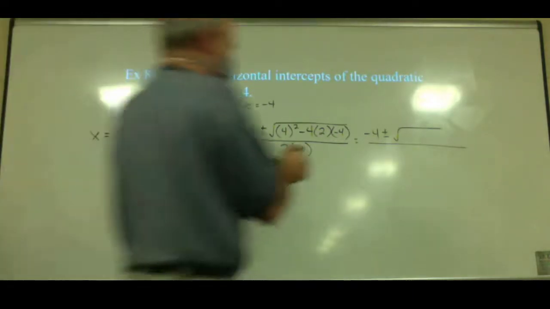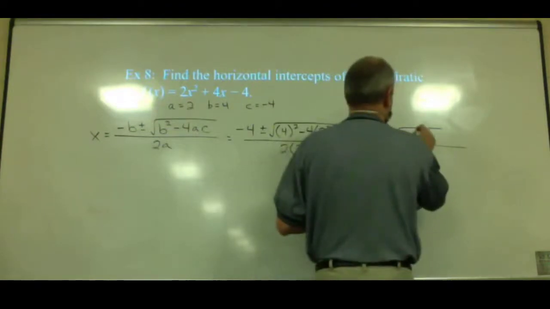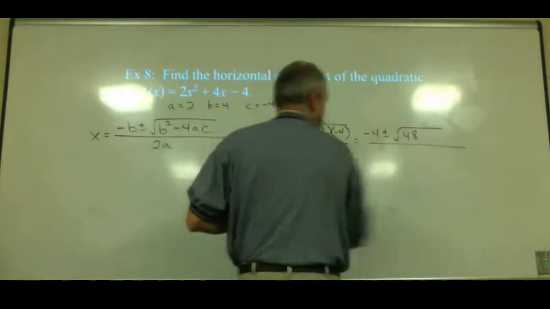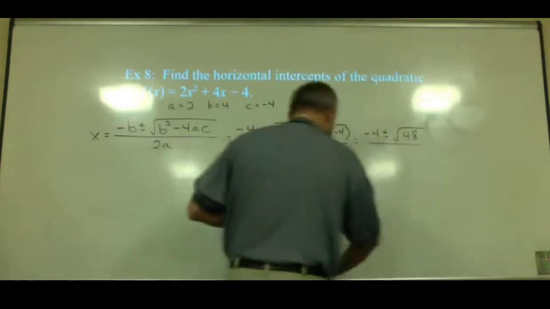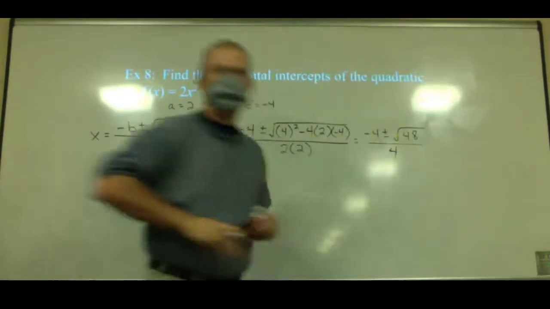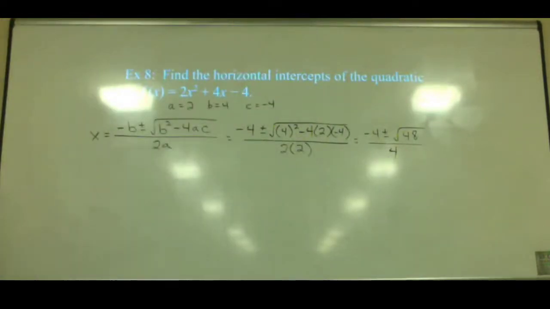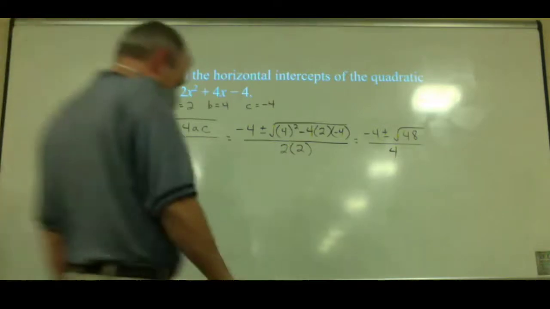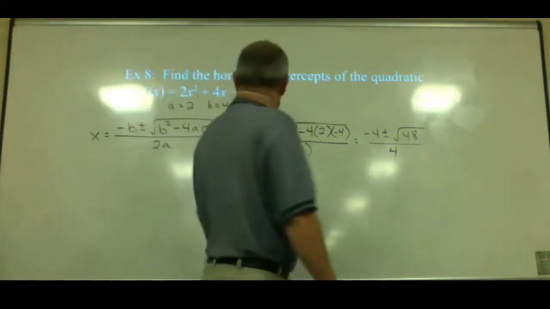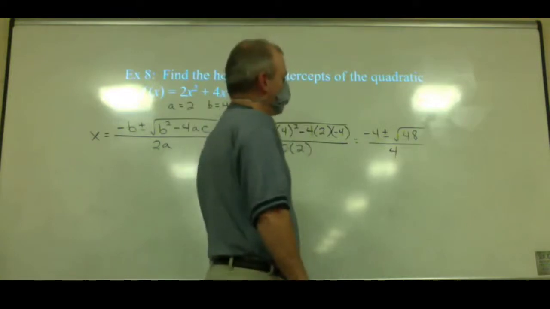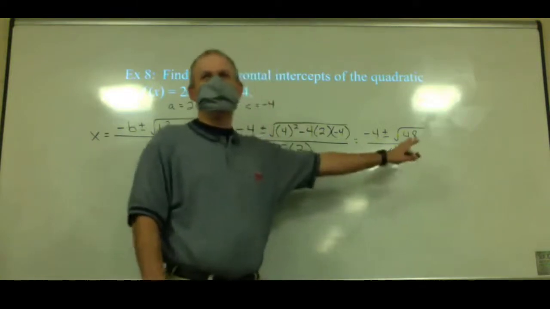Okay, so we get a 48 in here. And then in our denominator, 2 times 2, we can do that in our heads, that is 4. Okay, I just realized we haven't talked about this before. How do we want to do this? Okay, so we've got to simplify this radical.